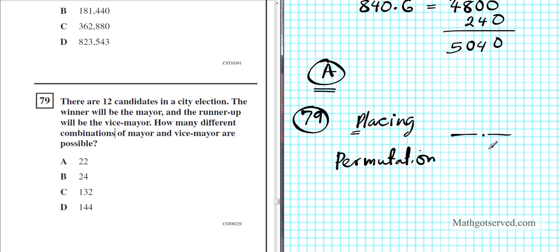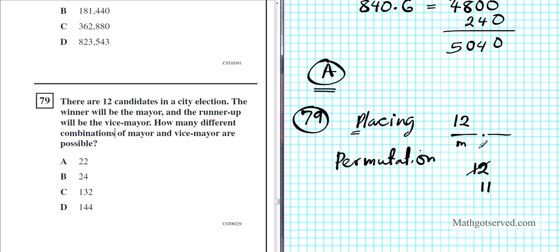So out of 12 people, you're placing two people, okay? So out of the 12, how many choices do I have for the mayor position? Out of the 12, I have 12 people that can fit into this position, right? So 12 choices. Guess what? This spot has been taken. One person is taken out of here.